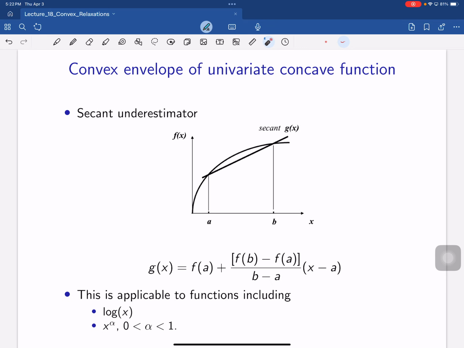Now, let's talk quickly about a convex envelope of a univariate concave function. We already talked about it before, right? If you have a univariate function and x is between a and b, and you want to get the convex underestimator of this function, essentially it's just a line connecting these two points, right? And that is the convex envelope. Now, quick question, what is the concave envelope of a concave function? Yeah, the function itself, right?